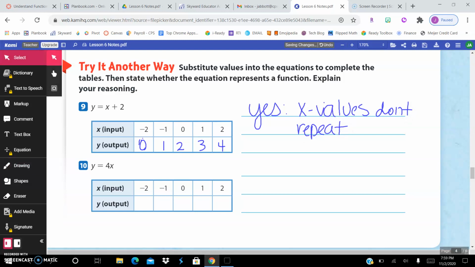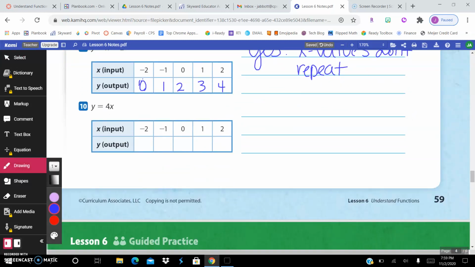And then for the second one here, we're going to multiply by 4. So -2 times 4 would be -8. -1 times 4 is -4. 0 times 4 would be 0. 1 times 4 is 4. 2 times 4 is 8. And again, yes, this is a function because the x values don't repeat here either.